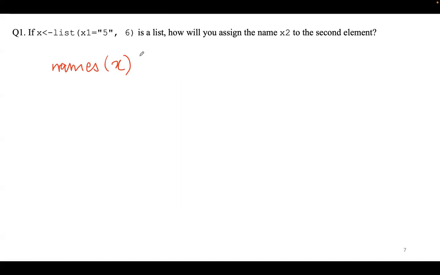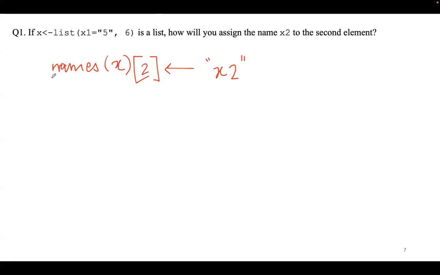Now, out of the 2, we specifically want to go for the second element, right? So this is where we are going to write the square bracket. And now we want to assign x2 to it, right? Your answer did not have the name x2. So now we want to assign x2 to this thing. And this arrow, you understand, right? It's the assign symbol, the less than and hyphen symbol. Okay.